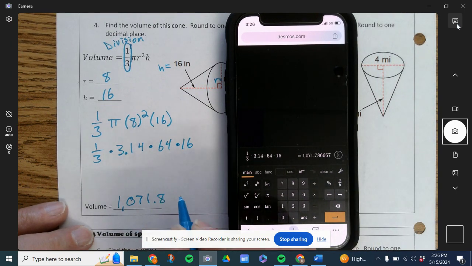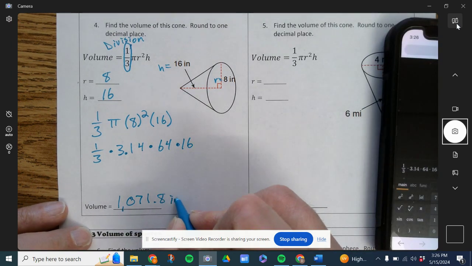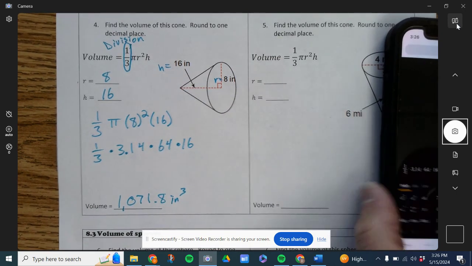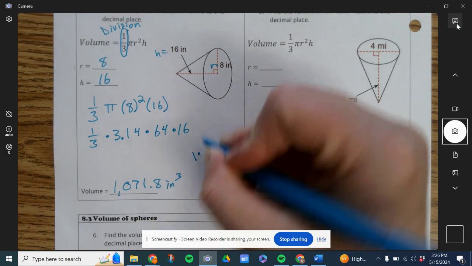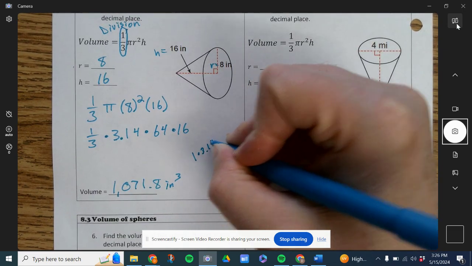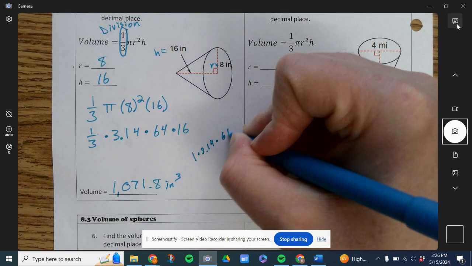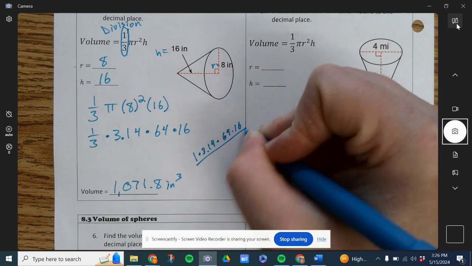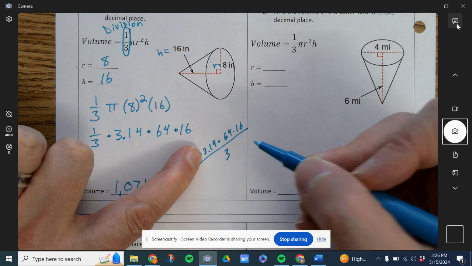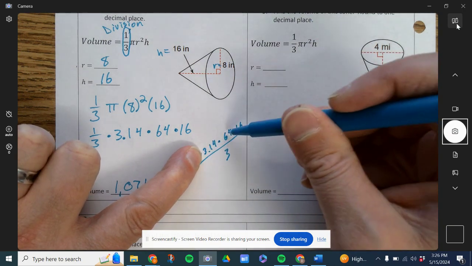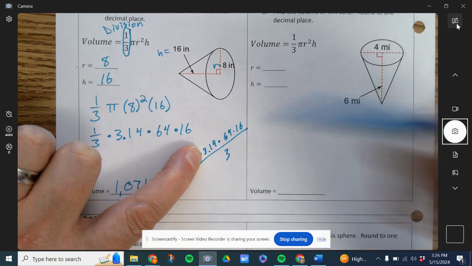And that gets us to 1,071.8 inches cubed. Now, another way to approach this, right? This 1/3 right here, you can approach it as 1 times 3.14 times 64 times 16 divided by 3. So you can do all that. You don't even technically need to multiply by that 1. You could just say 3.14 times 64 times 16 divided by 3.